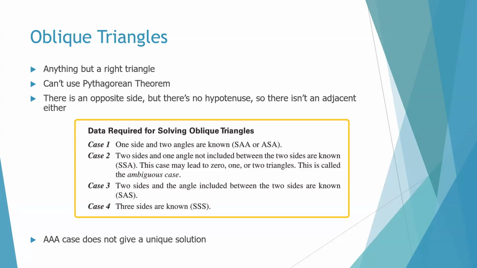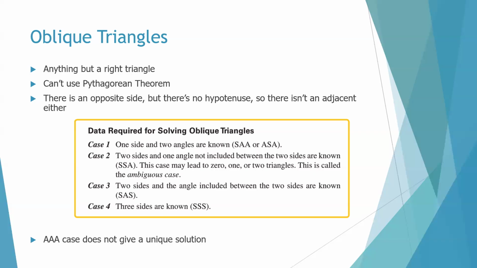So, data required for solving oblique triangles. One side and two angles are known as side-angle-angle or angle-side-angle. Two sides and one angle not included between the two sides are known as side-side-angle. This case may lead to 0, 1, or 2 triangles, and this is called the ambiguous case. It doesn't quite give you a good answer.